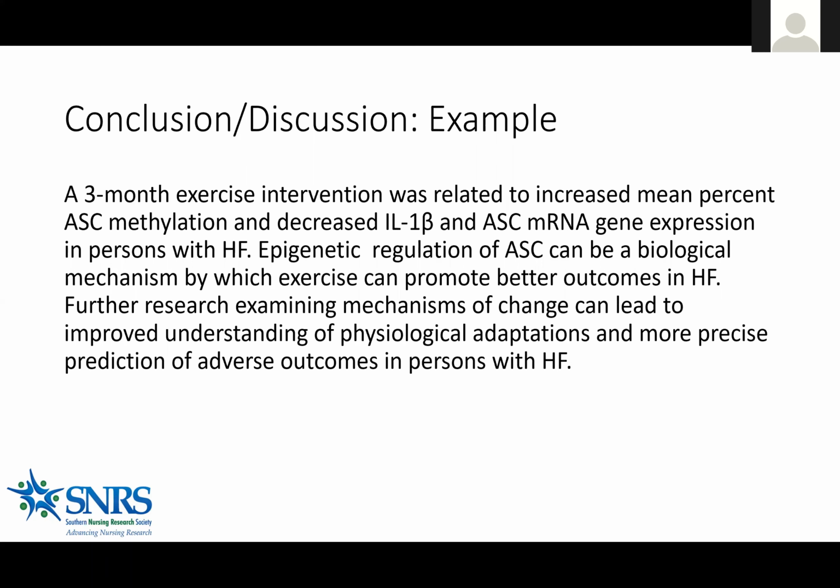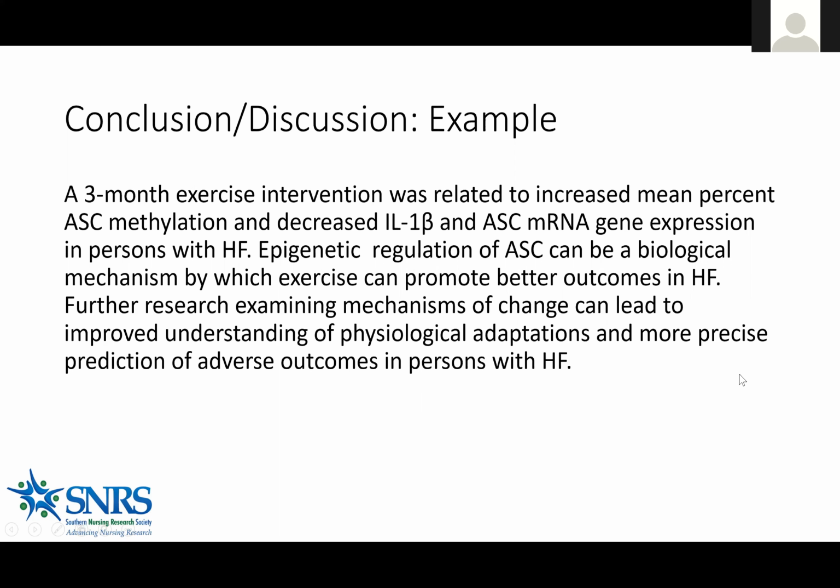The conclusion or discussion of this study was from an exercise intervention in people with heart failure, looking at methylation of a gene and how that relates to inflammation. And so here we said a 3-month exercise intervention was related to increased mean percent ASC methylation and decreased IL-1 beta and ASC mRNA gene expression in persons with heart failure. So that was one sentence that really summarized the important results from the section.